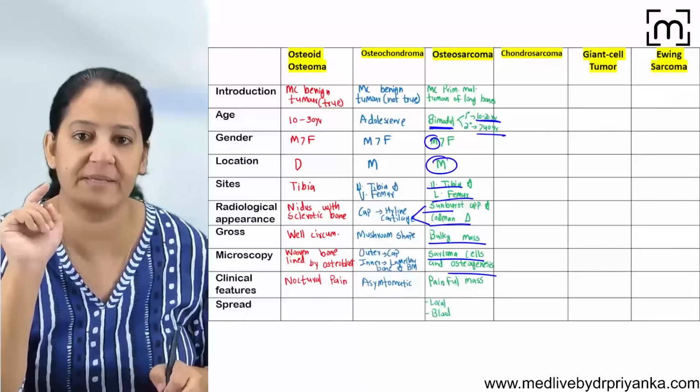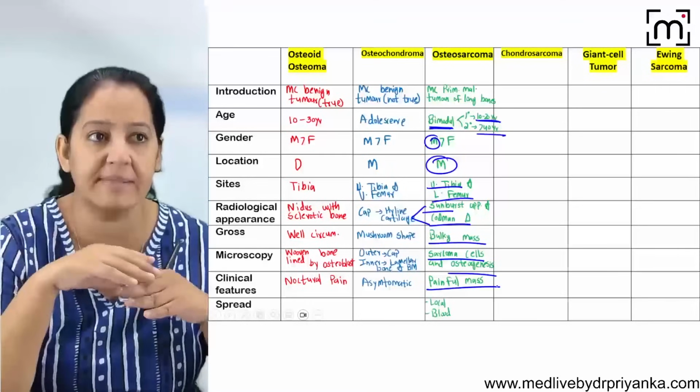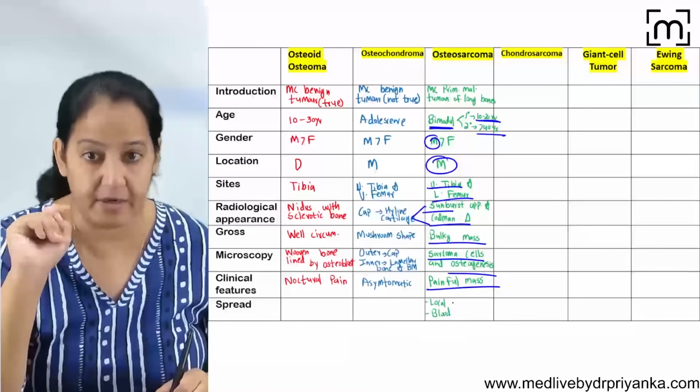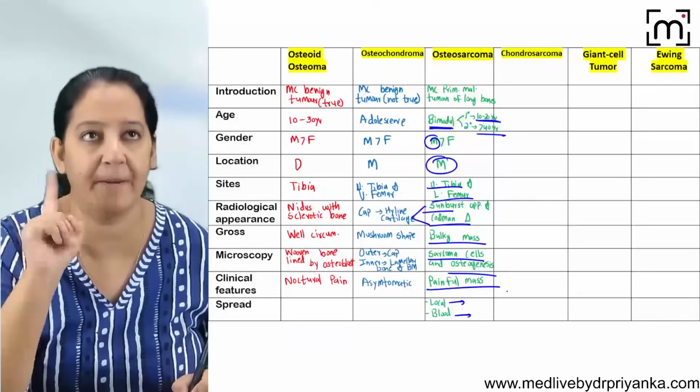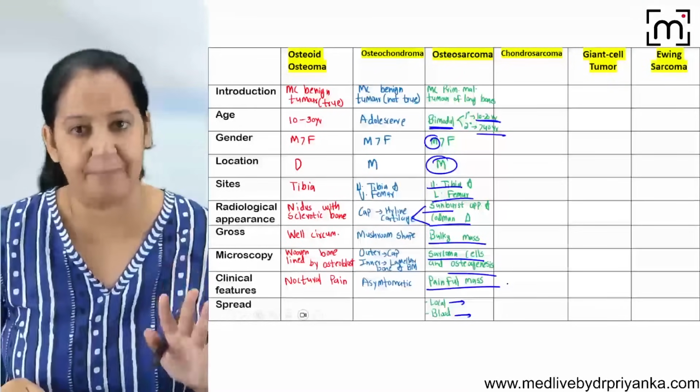Among the clinical features, it's a painful mass. It's a very rapidly growing painful mass. It's tender, it's swollen, like that. Spread is there, local spread as well as via blood. Via blood, most commonly it goes to the lung. So you should be able to describe it completely with the help of diagrams.